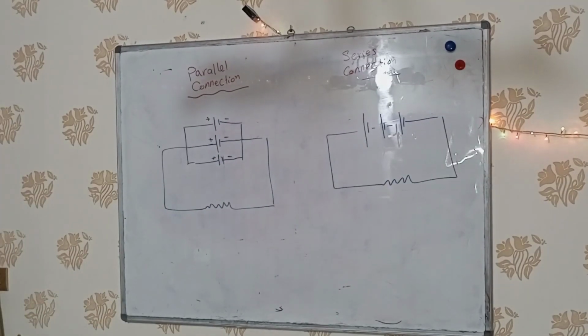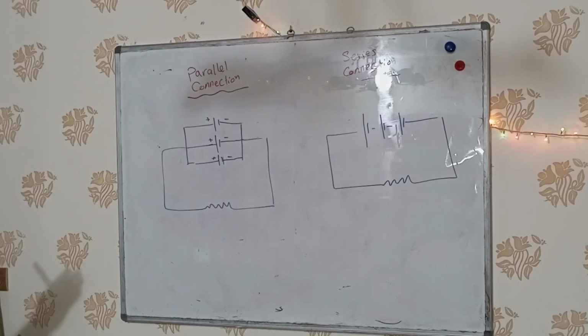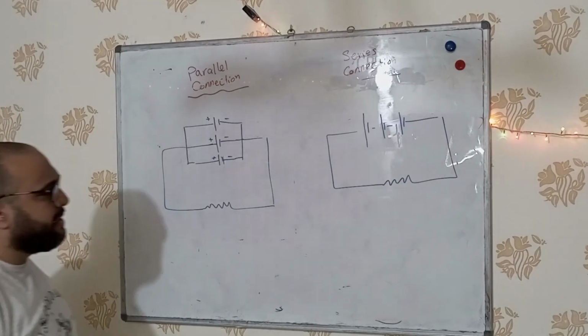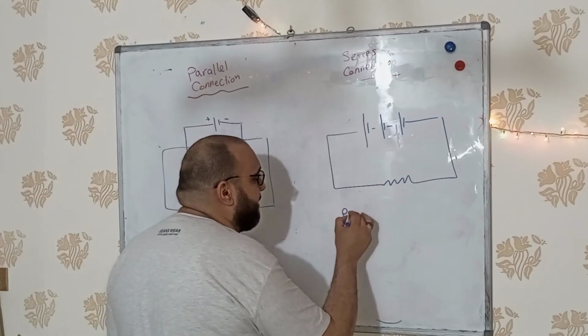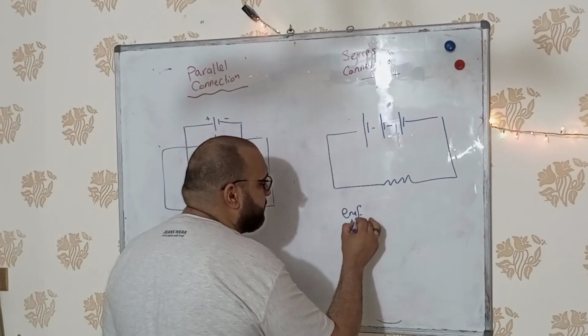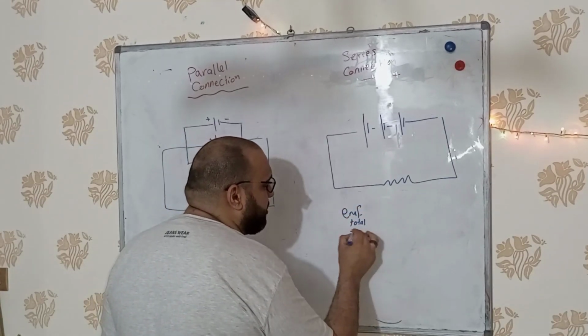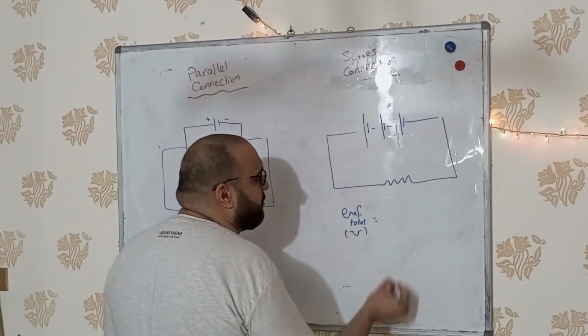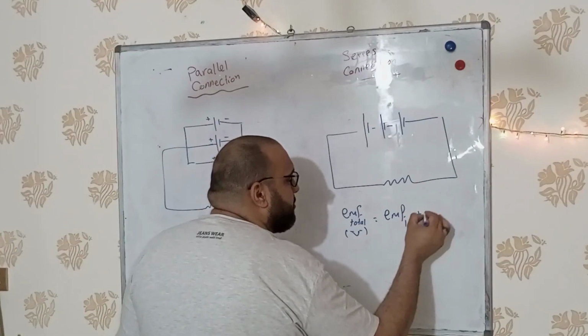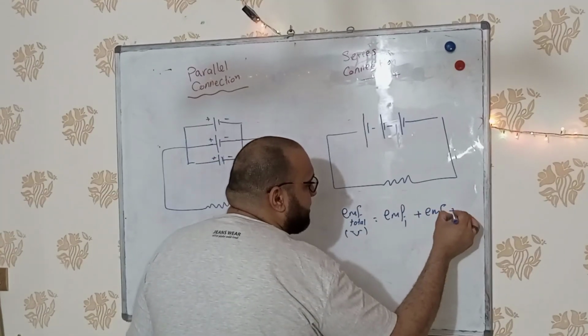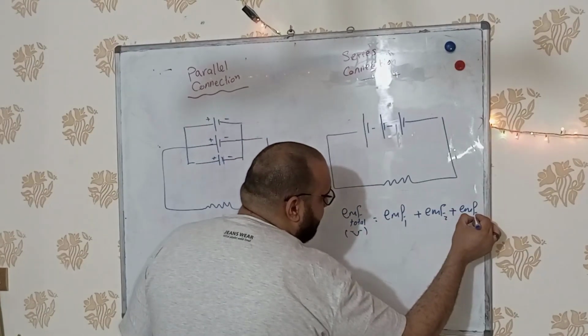Always the series connection is the best way, or is that not the best way? It is the best for calculation. It has a simple calculation. I'm going to add them. So the EMF total, the voltage, will be equal to the EMF of the first battery or cell plus the EMF of the second one plus the EMF of the third one.